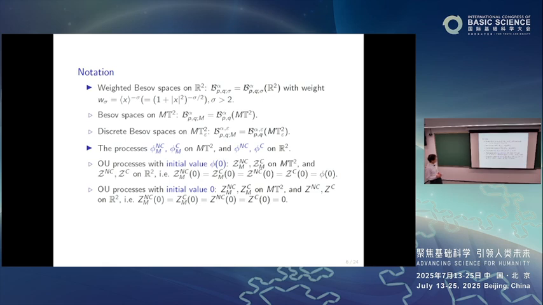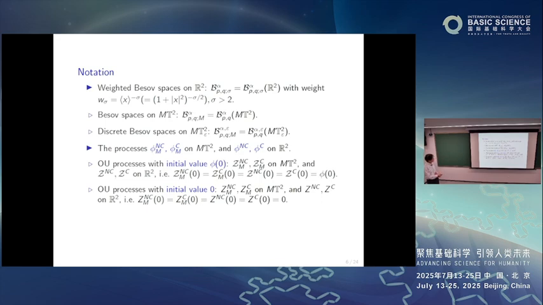To distinguish, we put NC for non-conservative and C for conservative. If we consider the lattice on the torus of the size m, so we put m and n. Maybe I will explain in the next page. We just pick up the linear term from the SPDE for this phi. That is the so-called Ornstein-Uhlenbeck process. And we consider two types of Ornstein-Uhlenbeck process, where the first one has the initial value given by 0. If the initial value is taken to be 0, then we simply write z. The singularity of the SPDE is coming only from this OU part.